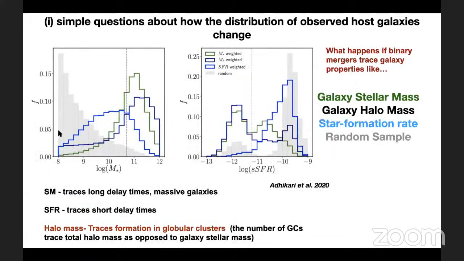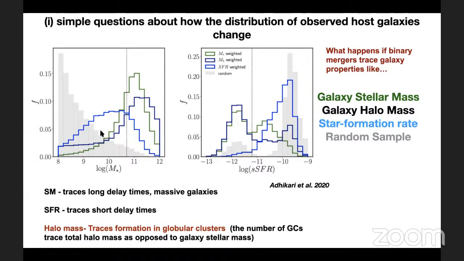And if that were the case, if we were just drawing from a random sample of galaxies, we would of course see a distribution of stellar masses of the host galaxies shown by this gray region, which would be peaked towards lower masses, because that's just how the galaxy stellar mass function looks. It would turn over at some low mass.